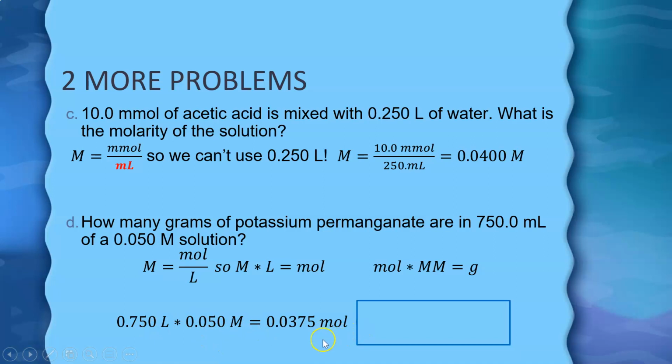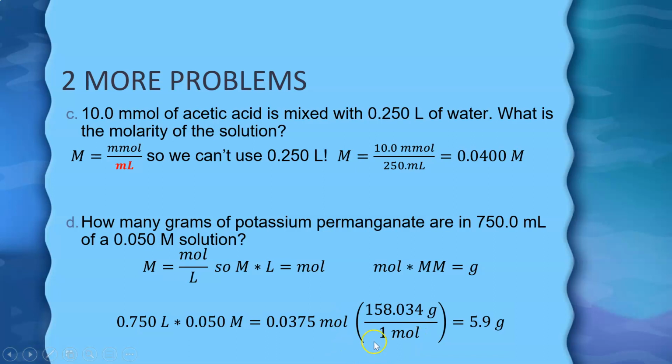That gets me 0.0375 moles. I hang on to an extra sig dig here because I'm not completely done. And then I'll go ahead and multiply that by the molar mass. And then I'll go ahead and round to my 2 significant digits from my molarity only having 2 significant digits. So I multiply by my molar mass so that my moles will cancel, and I get 5.9 grams of KMnO4, potassium permanganate.